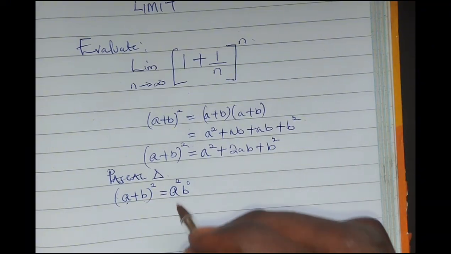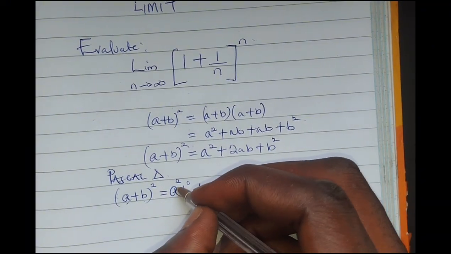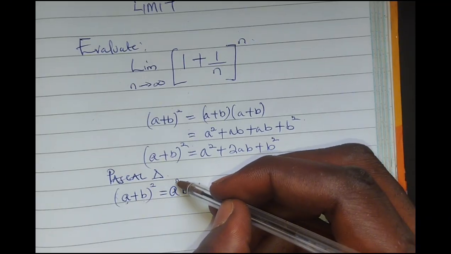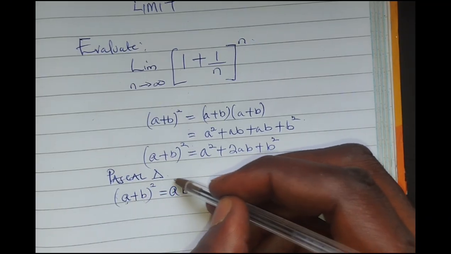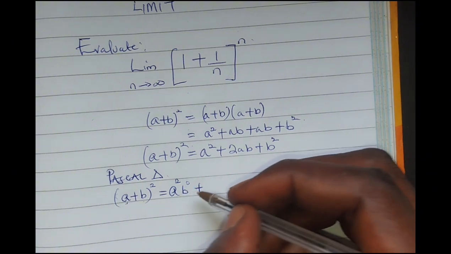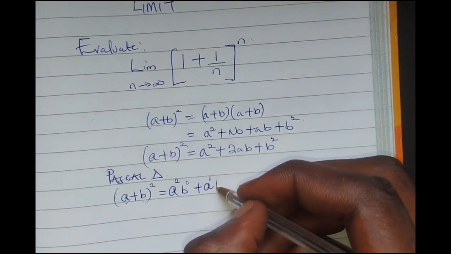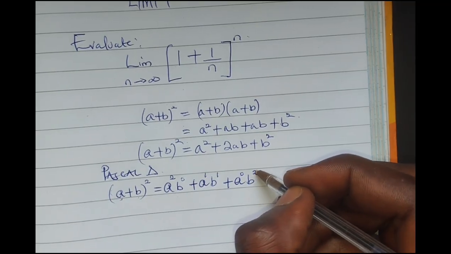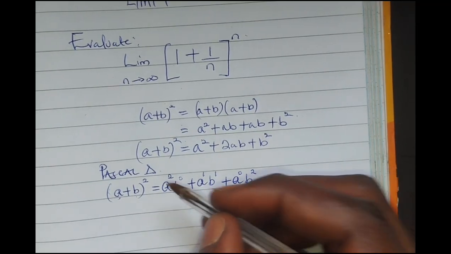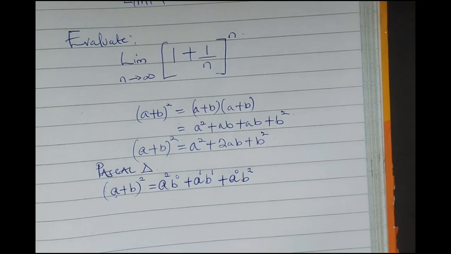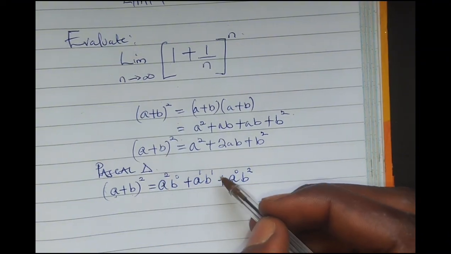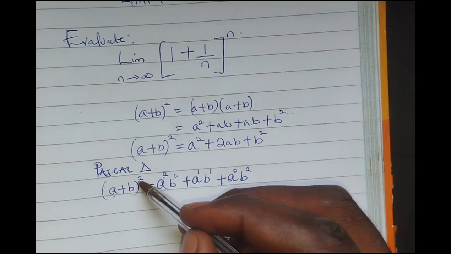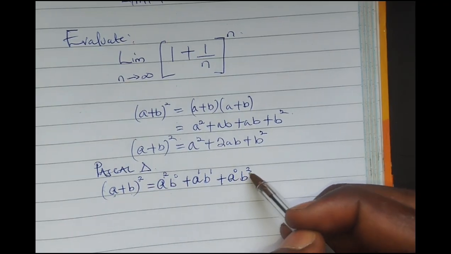We begin here, plus a is descending while b is ascending all the way to 2, while a is descending from 2 all the way to 0. A2 b0, and we have a1 b1, plus a0 b squared. We stop here because these correspond to this power. When you add up the powers, they must add up to the power you have here: 2 plus 0 is 2, 1 plus 1 is 2, 0 plus 2 is 2.